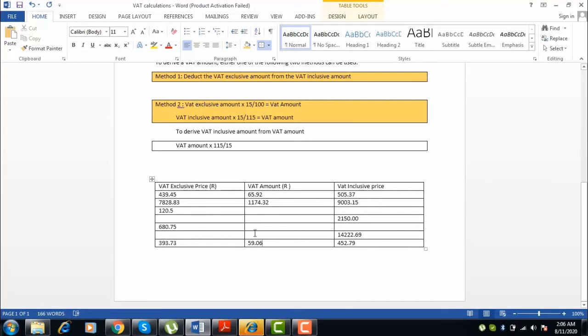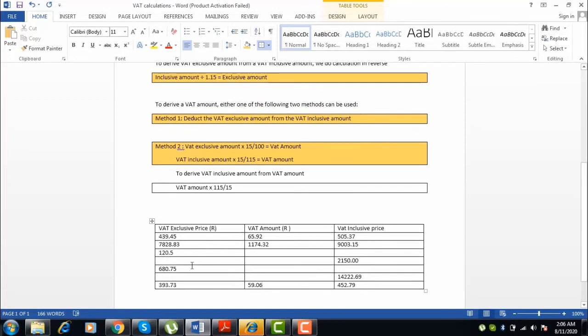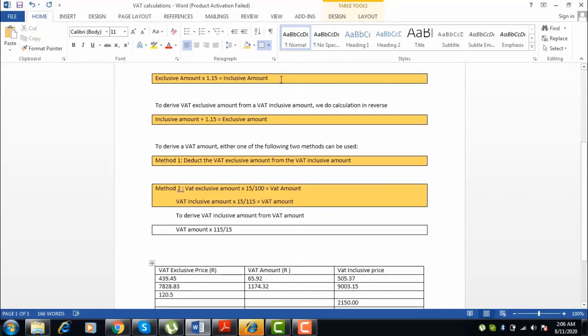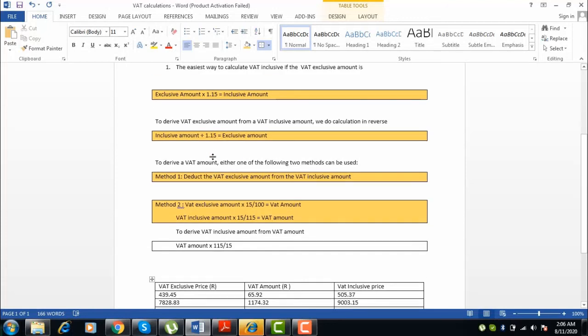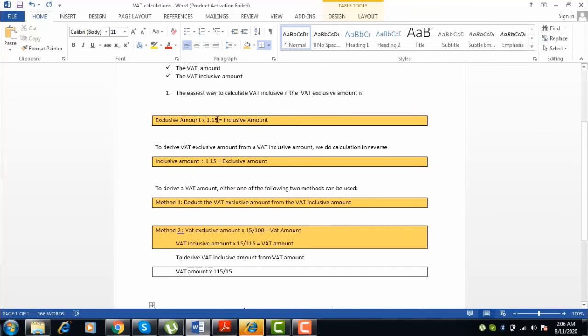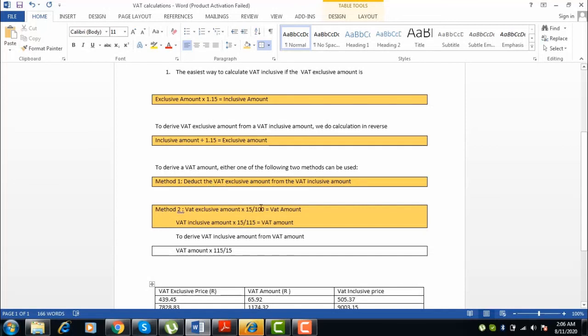Please complete that exercise, follow what I've done, play, pause, rewind, and see how I was calculating. Everything I was doing has been provided in the section up here. Just follow my mouse. If you want to calculate the inclusive amount, you multiply by that. If you want to calculate the exclusive amount, you divide. If you want to find the VAT amount, you deduct, or you use this method: exclusive times 15 over 100, or 15%, or you do 15 over 115 on the inclusive amount. And if you were only given the VAT amount, this is how you calculate it, guys. It doesn't get any simpler than this.